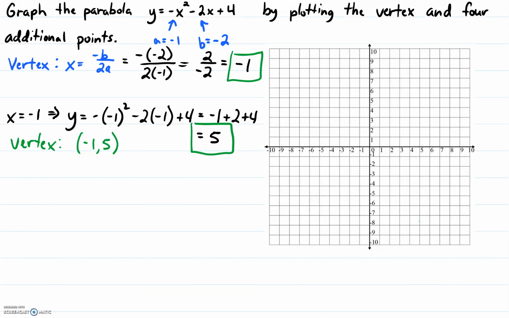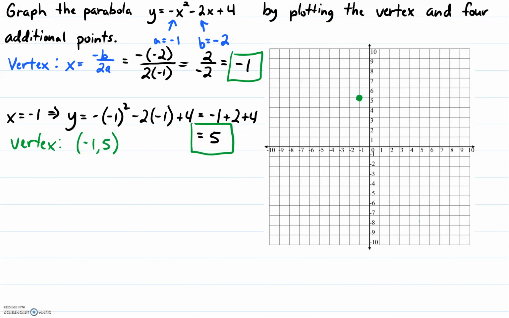So negative 1, so left 1, up 5, and we'll put a dot. And we know this parabola is going to open downward because our leading coefficient is a negative number, so it's going to be opening downward. So what we're going to do now is we're going to figure out what it's going to look like exactly by picking 2 points to the left and 2 points to the right, I should say x values to the left and to the right of negative 1.